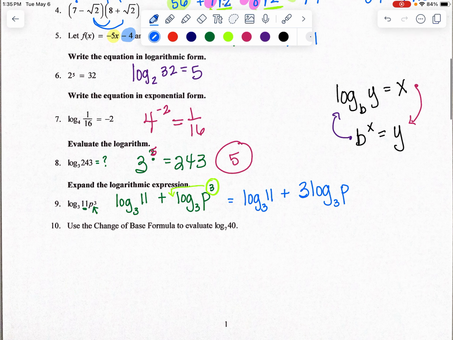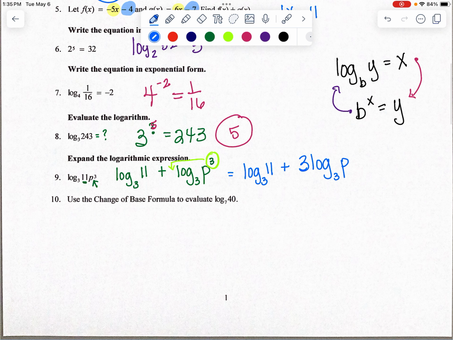All right, number 10. This one's all using your calculator, because remember your calculator can only do logs that have a base of 10 or e. Obviously 7 is neither of those things. So what you do is the log of 40, just the regular log, divided by the log of your base, which is 7. That's what you're going to type in your calculator.